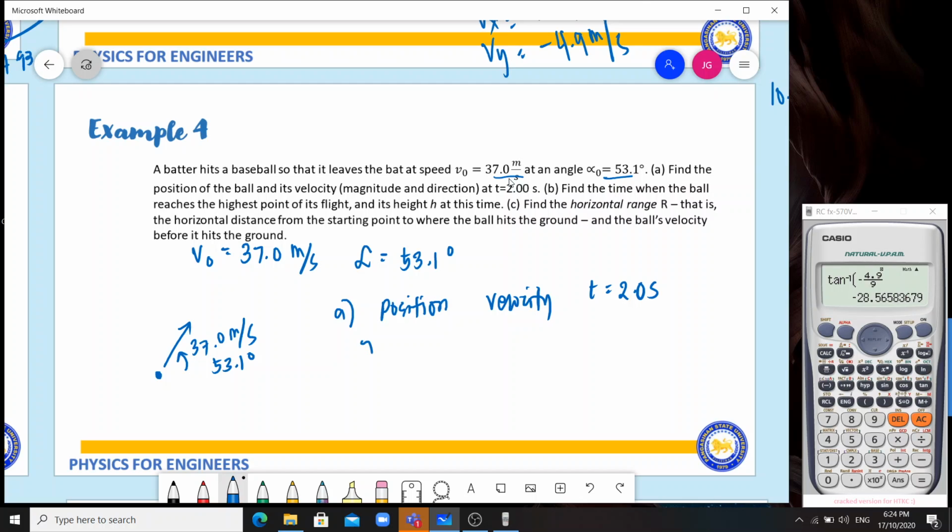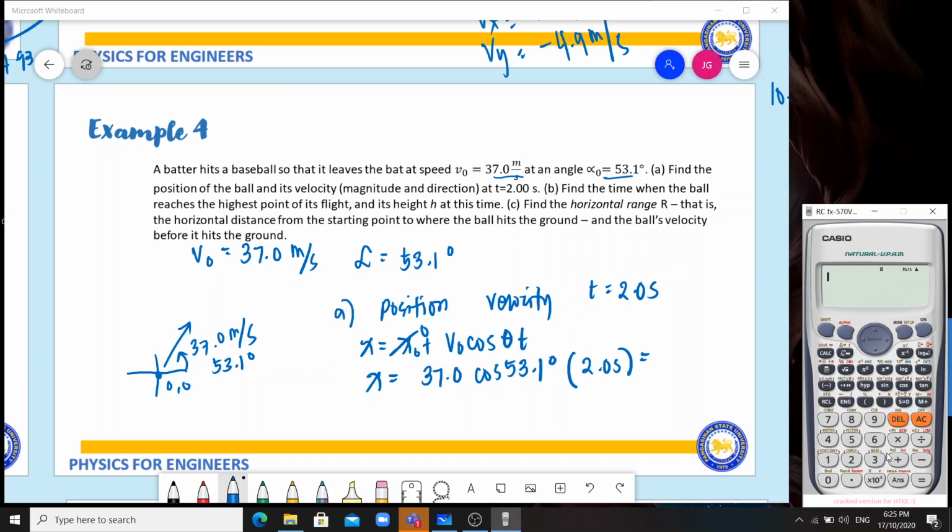For the position, we have x equals, let's just take this as our 0, 0. We have x equals x0 plus V0 t, which is V0 cosine theta t. There is no acceleration, so this is 0. So x equals 37.0 cosine 53.1 degrees times the time of 2.0 seconds. 37 cosine 53.1 times 2 is equivalent to 44.4.